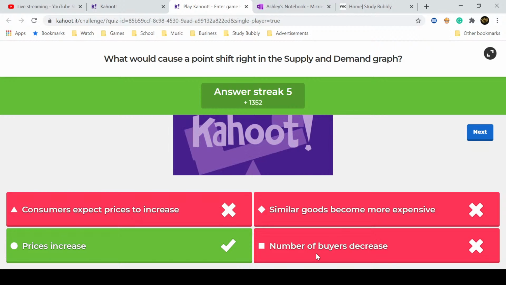Number of buyers decrease. That would be a supply shift left also, because when there's less people buying, the less suppliers will want to supply. Price increase, again, that's the only thing in the supply and demand graph that will ever cause a point shift. Everything else will be a curve shift.